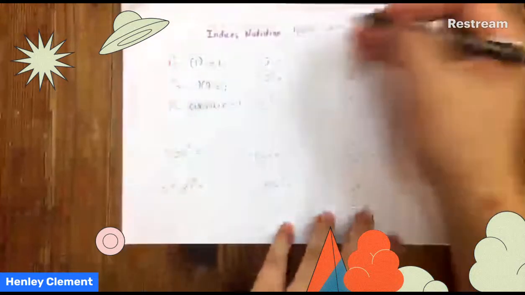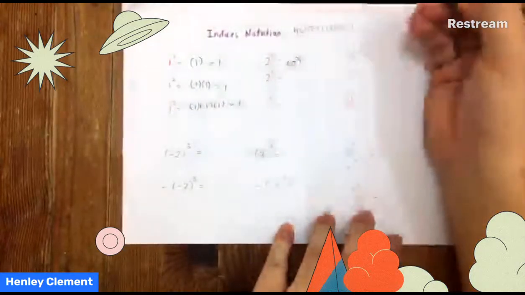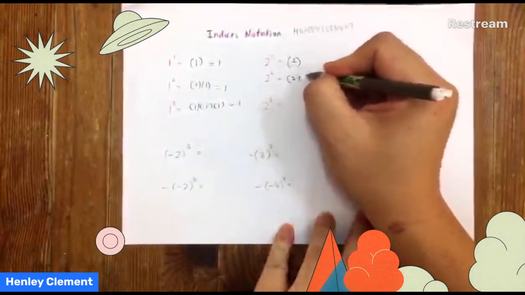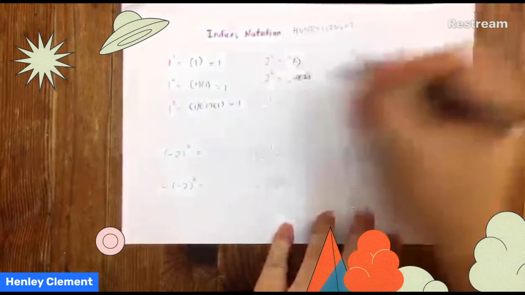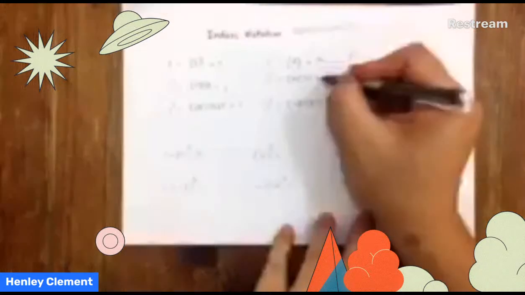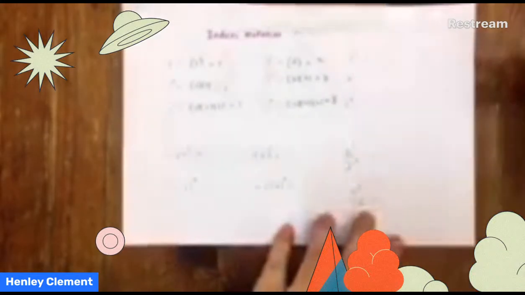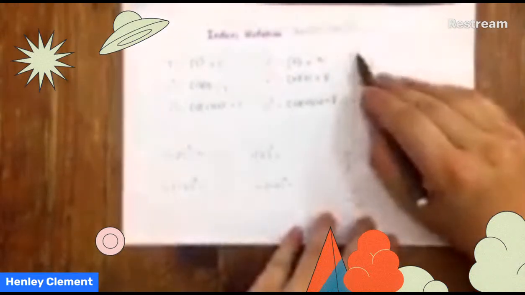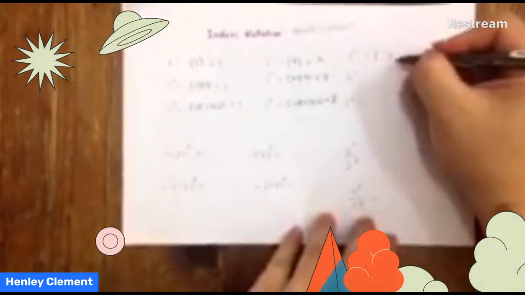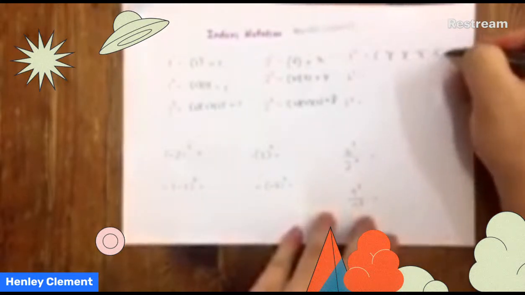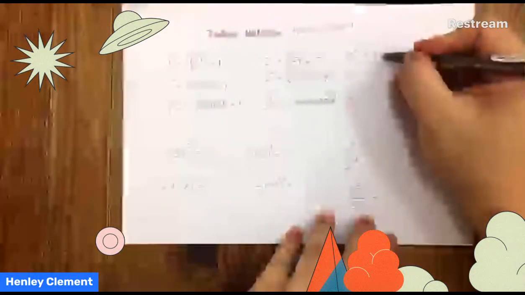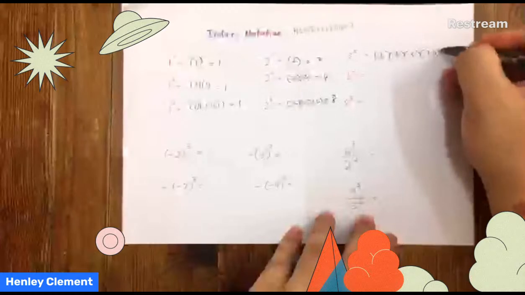For 2 power of 1, obviously this is 2. And then you have 2 bracket 2, 2. And then 3 bracket 2, 2, 2. So for number 1 it is 2, then 4, and this is 8. And then this one has 5. It means that we have 5 times the same number: 3, 3, 3, 3, 3.